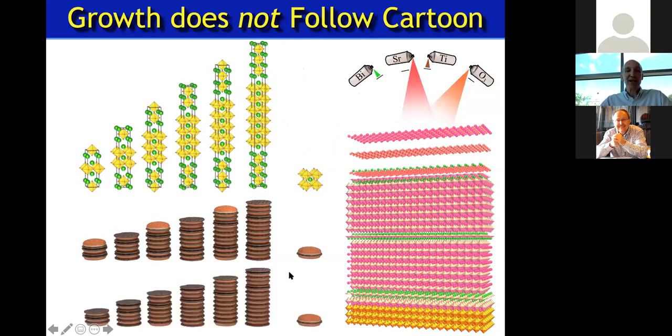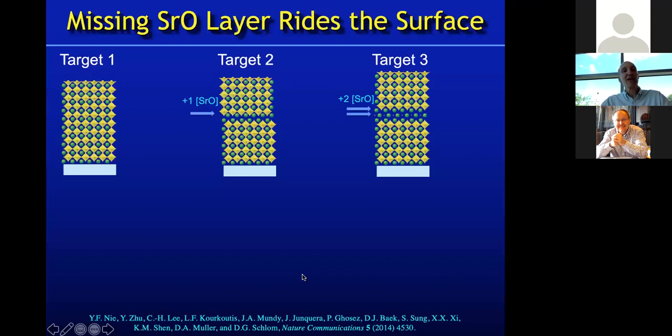And yet what we end up with from actual growth is we always end up with the strontium oxide layer on the top, okay? And that's the issue. It's like a surfactant that is riding the surface. So to see that in spades, we again indulged our TEM colleagues to look at what happens when we make structures that are trying to make a perovskite, versus putting the strontium oxide layer at various positions.